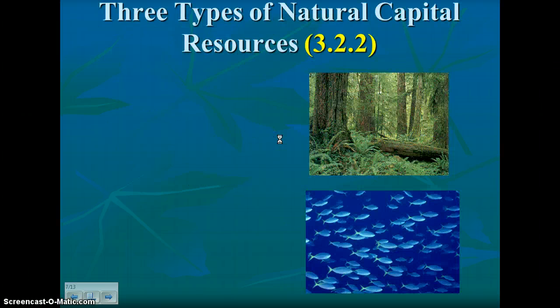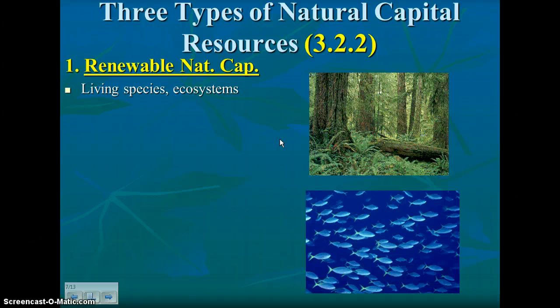In talking about this, there are three major types of natural capital resources, and they differ based on how they work. The first type is renewable natural capital. These are all living things. They can also be thought of as ecosystems because ecosystems have living things too. They are all going to be able to self-produce and self-maintain as long as humans aren't impacting them too much. Meaning a tree can, if we cut off a branch, come back some.